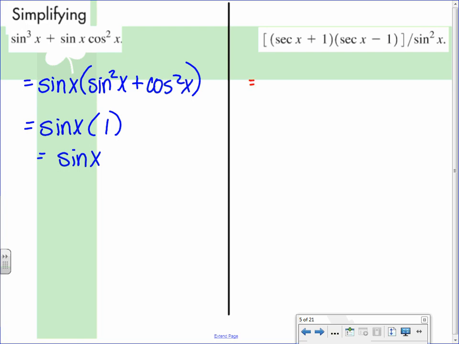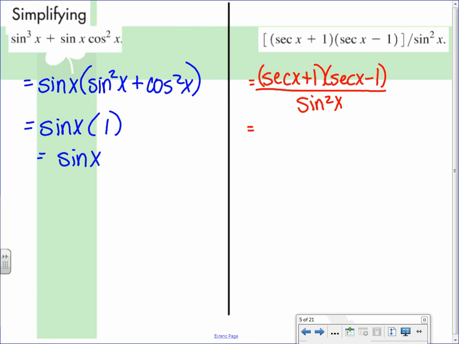Okay, I'm going to rewrite this one because I don't like how it's typed. So it's secant x plus 1, secant x minus 1, all over sine squared. Okay, so for right now, no identities here. We're just going to try to simplify with some algebra. What's something algebraically you would be able to do with this? Multiply the numerators. And if we have two terms times two terms, what are we doing to multiply?